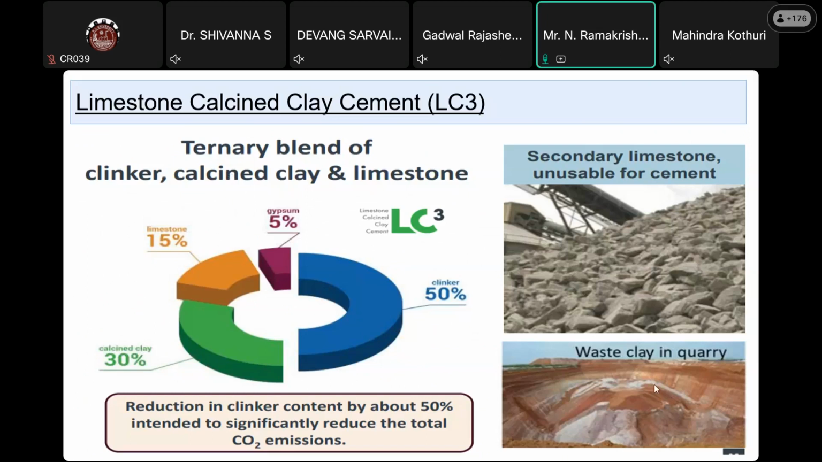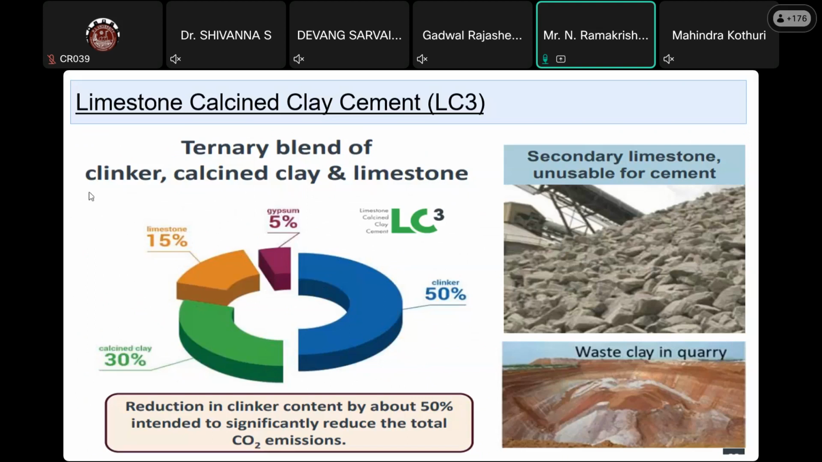Calcinated clay is waste clay in the quarries, so you don't need to go further for that. It is a readily available waste clay in quarries. And limestone means secondary limestone, unusable for cement in the quarries. That also can be used. That is 15%, and 5% is the gypsum.